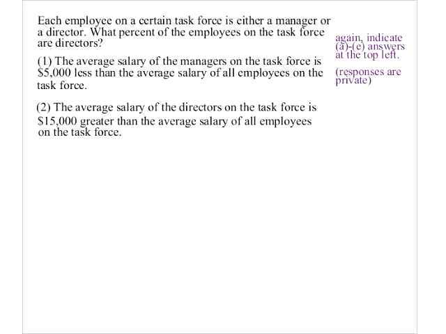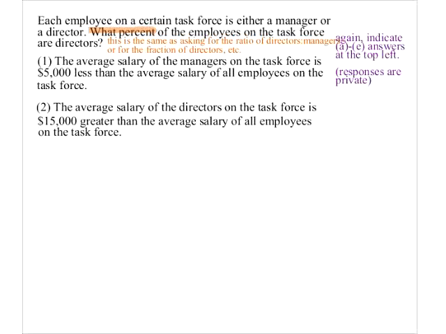One takeaway here, if you don't realize it: in a data sufficiency problem, this is the same thing as asking for the ratio of managers to directors, or for the fraction of directors, or for the percent, or whatever, because any of those you can get from any of the other ones.